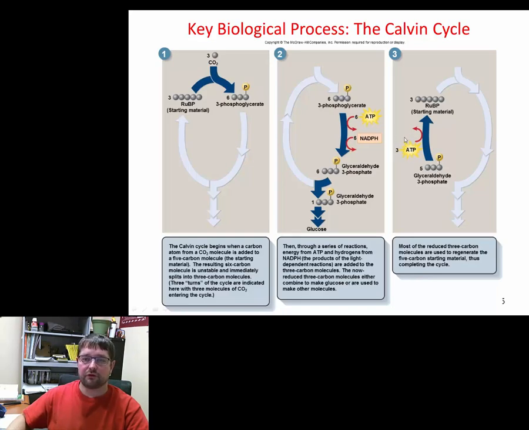You're going to remove phosphates, change this molecule, and add more of these. You're going to break a couple of these glyceraldehyde 3-phosphates down and combine them to get your beginning starting material, 3 molecules of RuBP. We'll look at this and go through it again, but this is how glucose is formed. This is the Calvin cycle.